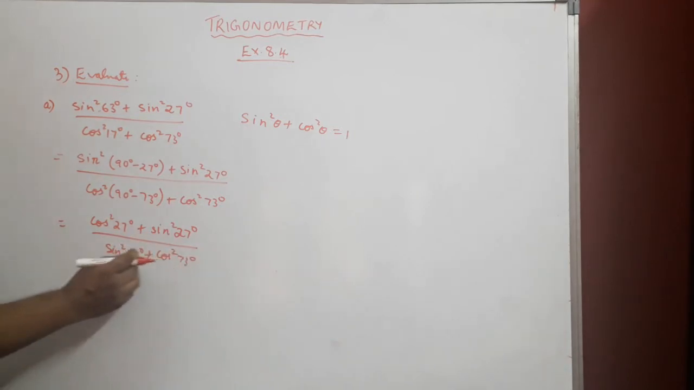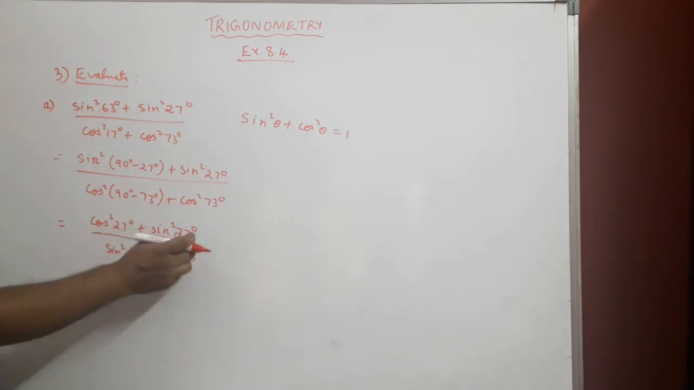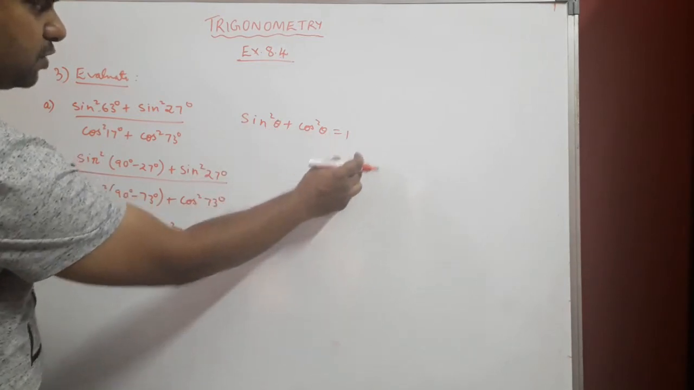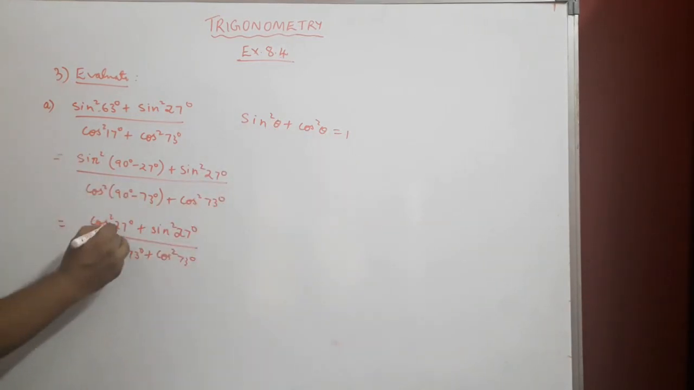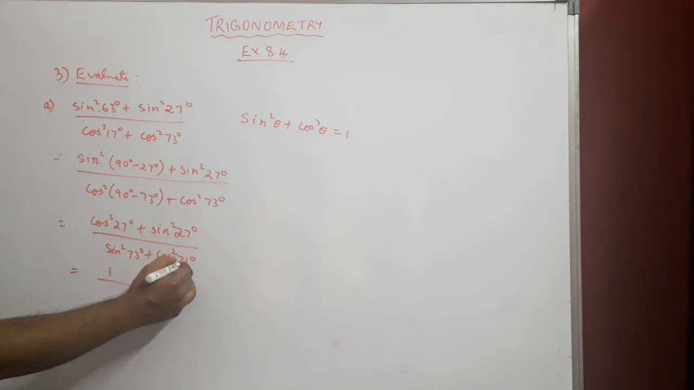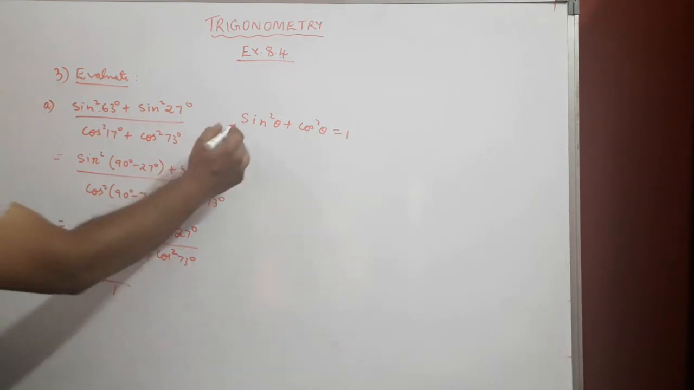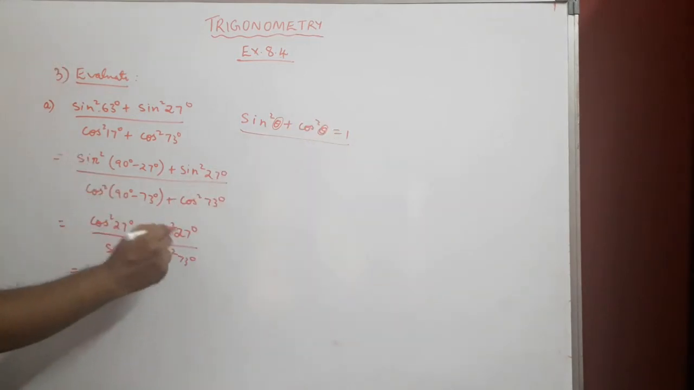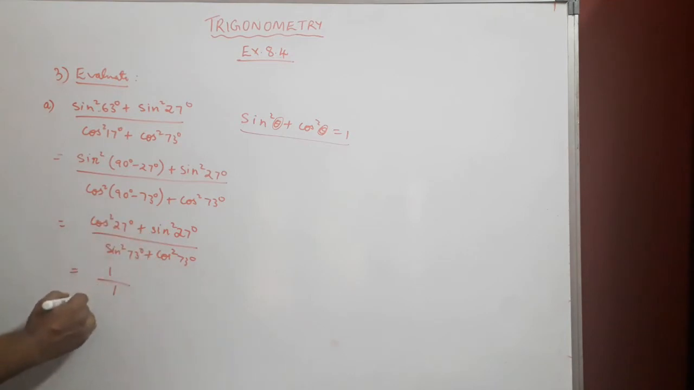Now the angles are the same for sine and cos. Here also the angles are the same, and they are in their squares, so the sum of their squares is equal to 1. So we can write cos square 27 degrees plus sine square 27 degrees is equal to 1, and sine square 73 degrees plus cos square 73 degrees is equal to 1. This identity is only possible if the angles are the same. Here the angles are the same, and it is not just sine plus cos, it is sine square plus cos square. So the whole thing is equal to 1. That is the answer of the first problem.